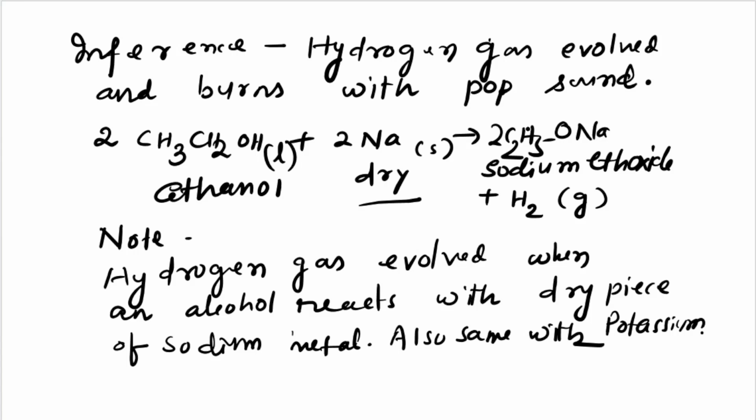And what is the common name? Sodium ethoxide is the IUPAC name, and ethanol is the IUPAC name. Here hydrogen is evolved. Hydrogen is a gas, that is why you should put an arrow mark here like this. So remember, when ethyl alcohol reacts with sodium, it gives sodium ethoxide and hydrogen gas.